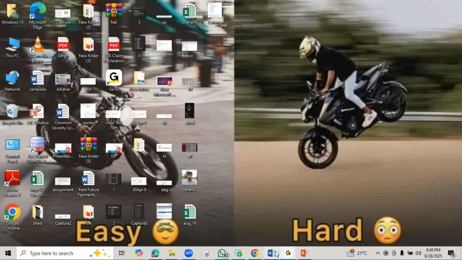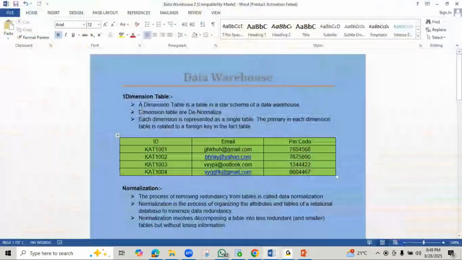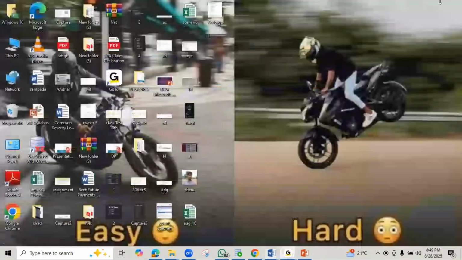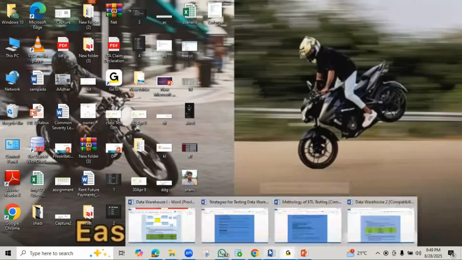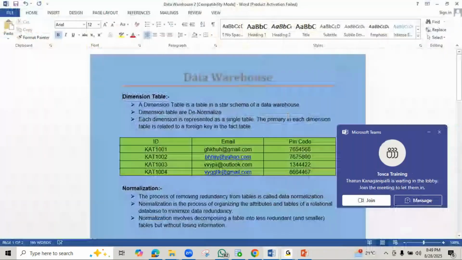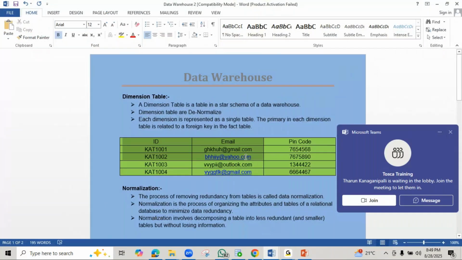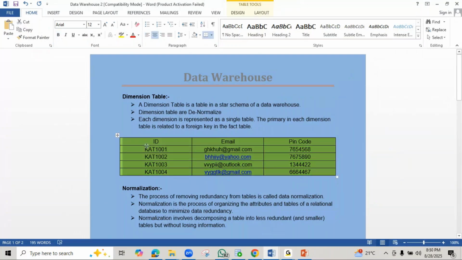Now, the next point is the dimension table. So, what is a dimension table? Just observe the below image over here. Here you can see I have some data like ID KAT101, KAT1002, KAT1003, and so on. Some email IDs are also mentioned, and some pin codes are mentioned. Okay, so what is a dimension table?